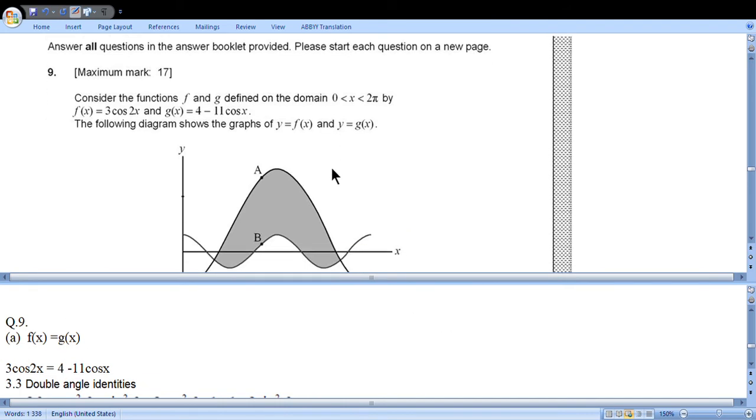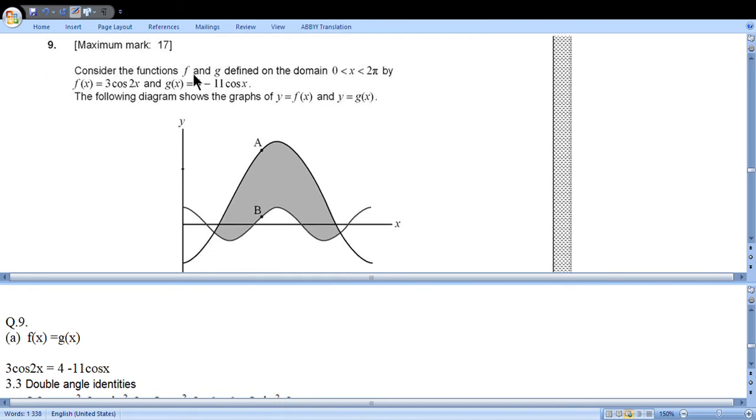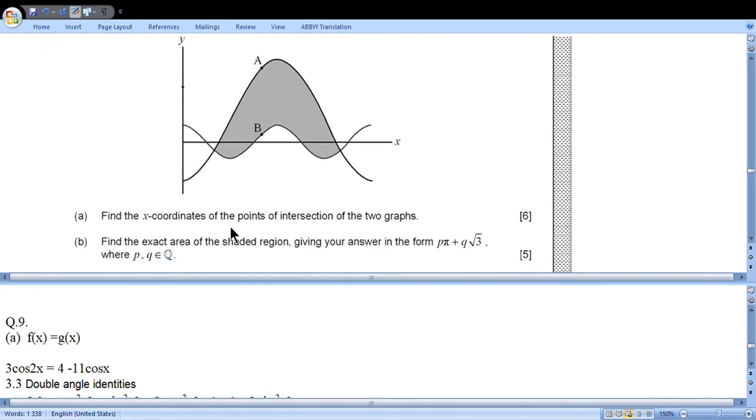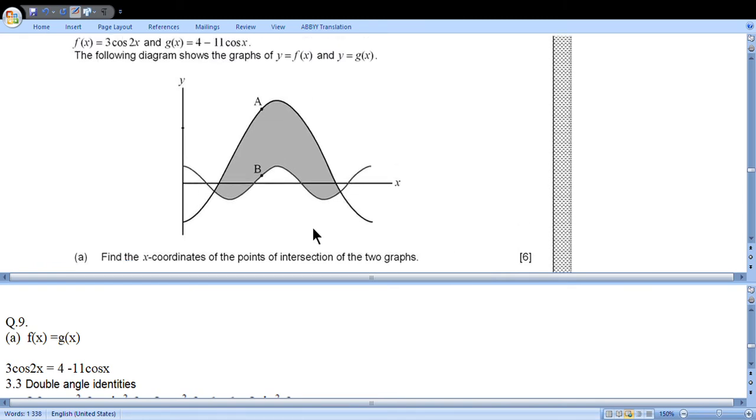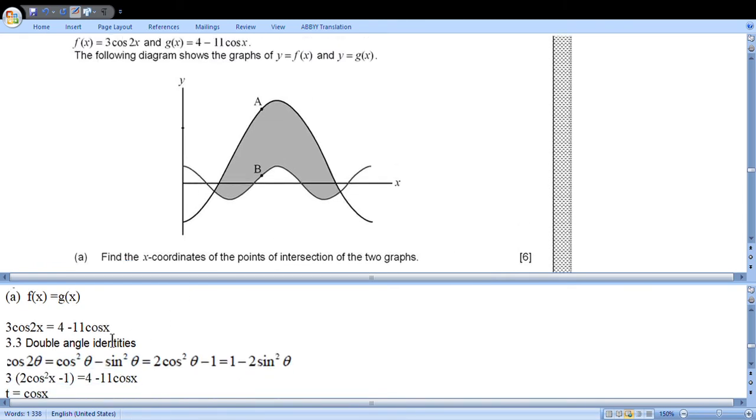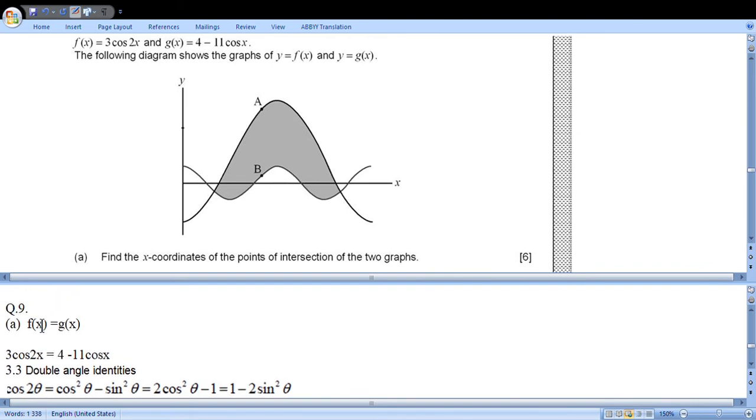Question 9. Consider two functions f and g defined on the domain from 0 to 2π, f(x), g(x). The following diagram shows them. Find the x-coordinates of the points of intersection of the graphs. So question 9, the solution is in the lower panel.